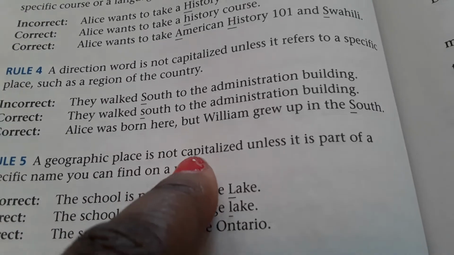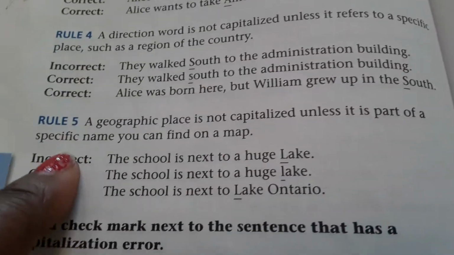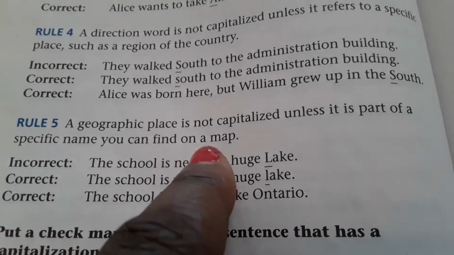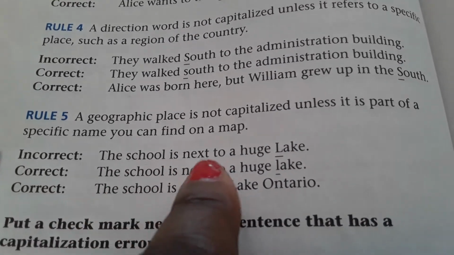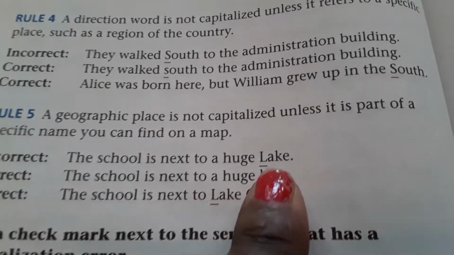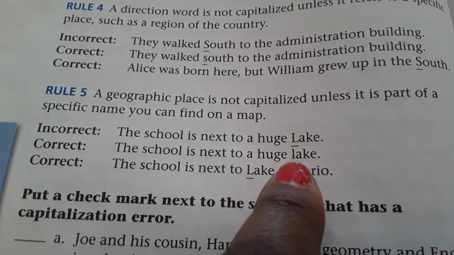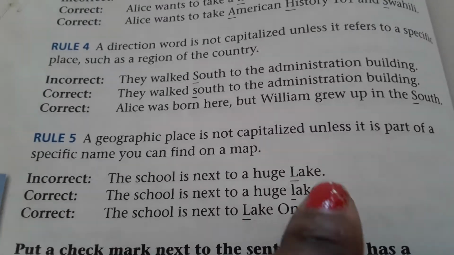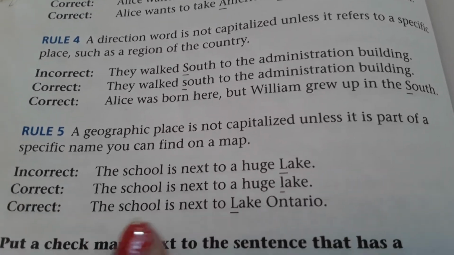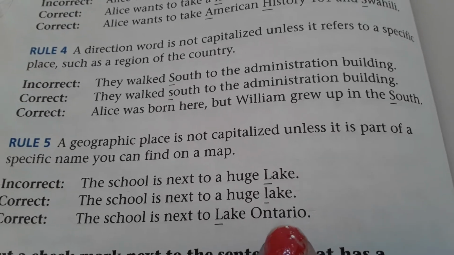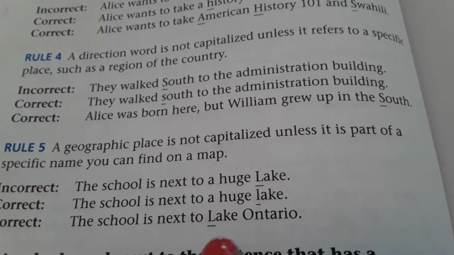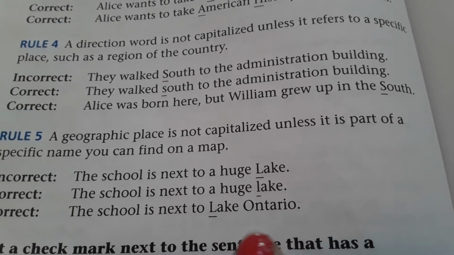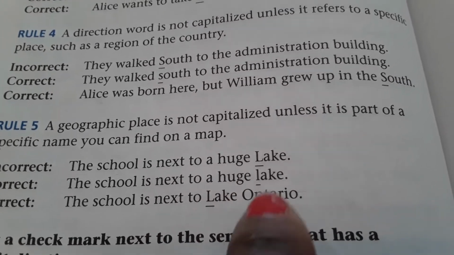I think this is our last rule. A geographical place is not capitalized unless it is part of a specific name you can find on a map. Check it out. Not right. The school is next to a huge lake. So what? That's not important. So if I were to write it, I'm just going to lowercase. It's not anything specific. It's a lake. And it's a lake over there. It's a lake over here. So I don't want to capitalize it. But if I give you the specific lake, the school is next to Lake Ontario. There it goes. The school is next to Lake Ontario. I have to capitalize it because I'm talking about the name of a specific lake.